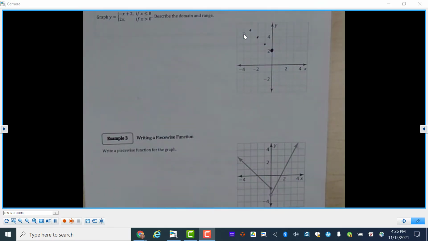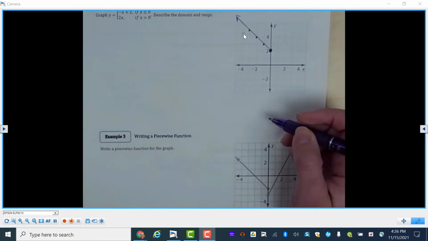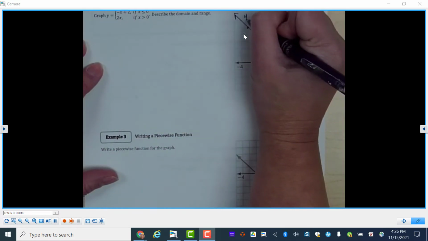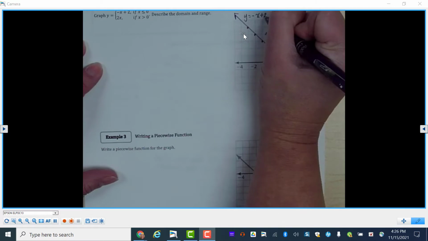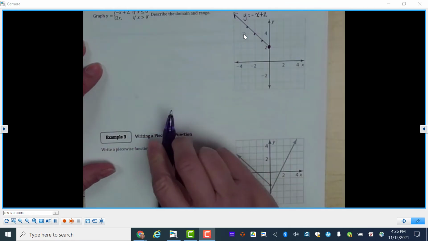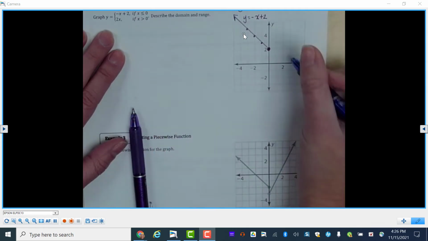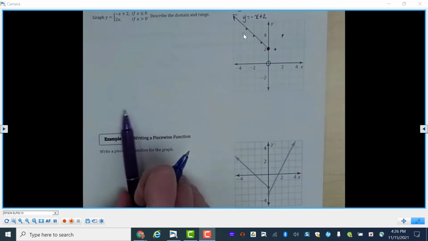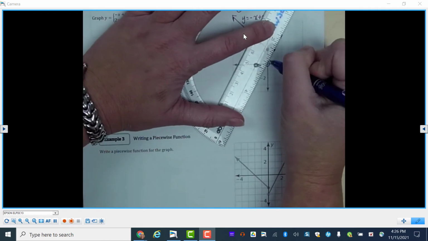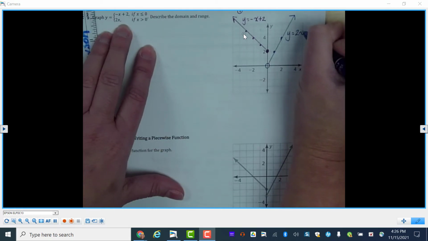I want to go ahead and get a protractor and draw the line right here. So this is y equals -x plus 2. So this is the first thing I want to do. The second thing I want to do is graph 2x if x is greater than 0. So again, x is 0. Now my slope is 2. That means I'm going to go up 2 over 1, up 2 over 1. So now this here is my graph of y equals 2x.